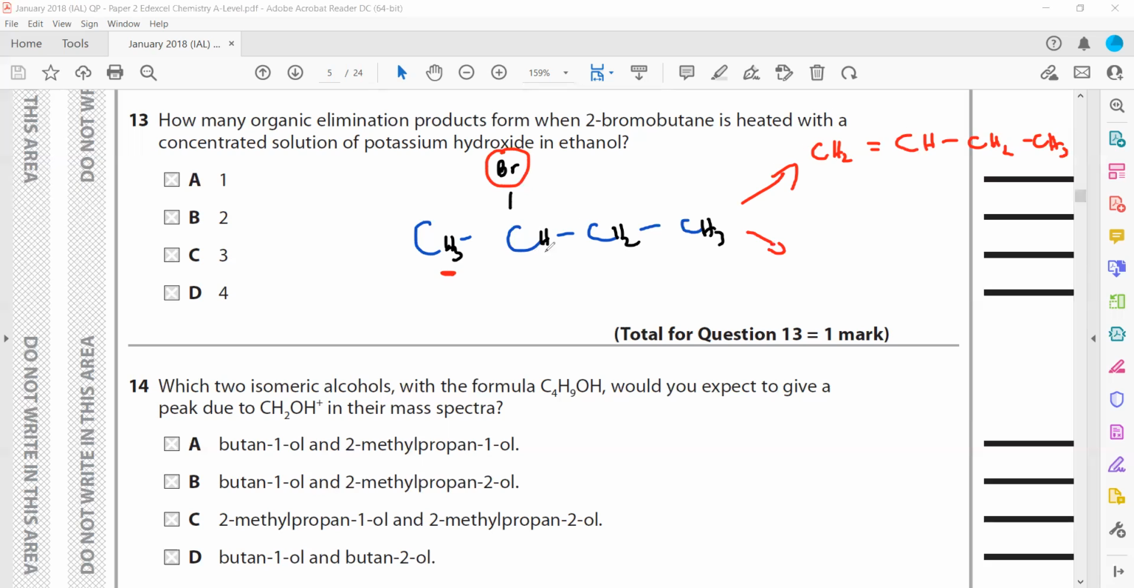But what might happen? Maybe the hydrogen is removed from the right-hand carbon, and the bromine will go. So it will produce CH3, CH, double bond, CH, and CH3. So this is but-2-ene, and but-2-ene will have geometrical isomers. One will be cis, another one will be trans. So basically this molecule might be cis, might be trans. So cis and trans make 2, and then with but-1-ene, 3. So 3 possibilities can be formed. That's why for this question, C is the right answer.